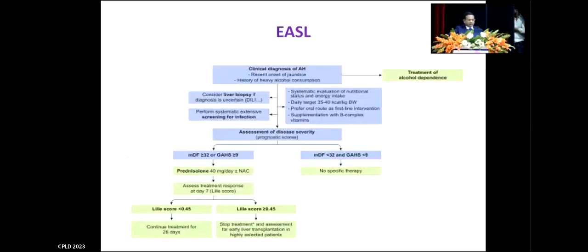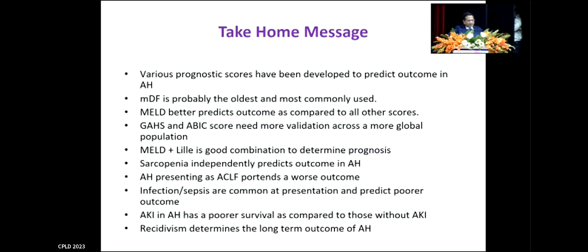EASL still continues with MDF, but they also have the Glasgow alcoholic hepatitis score, which they base their treatment on, so that if it's more than 9, then you initiate steroids or other forms of treatment. So AASLD, MELD and MDF; EASL, Glasgow and MDF. So MDF is still there, but I think the 2022 American Journal of Gastroenterology study shows that MELD is better than MDF. So my take-home message: various prognostic scores have been developed to predict outcome in alcoholic hepatitis.